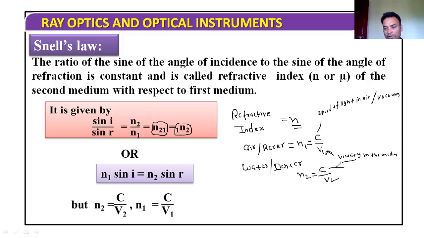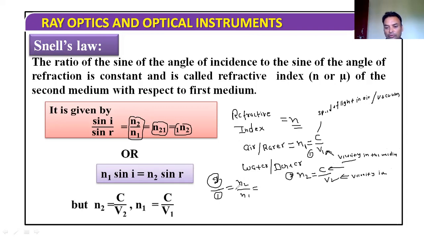And this is speed of light in air, same, and this is velocity in the medium. So our target is to find out n2 upon n1. Let me take this as equation number 1, this as equation number 2. So now I will divide 2 by 1, and I will get n2 upon n1.